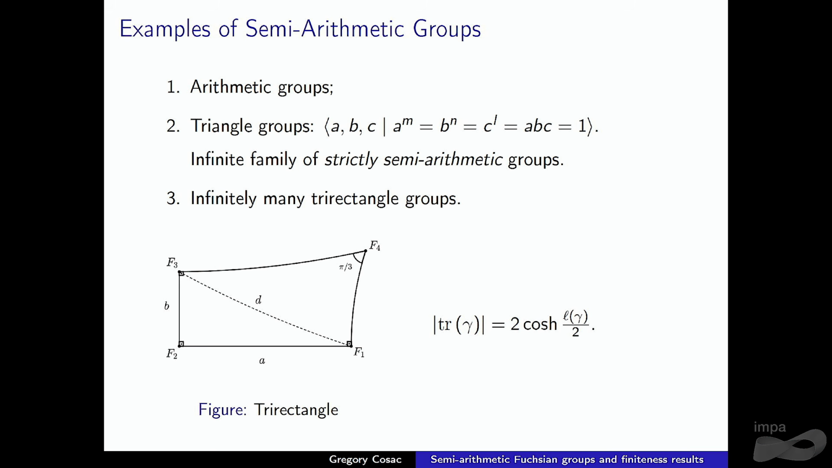Another source of examples would be to try to do the same thing that we did with the triangle with this other hyperbolic polygon, sort of the next best thing. It's called a tri-rectangle because you see it has 3 right angles and 1 acute angle that I am fixing to be pi over 3. It's not necessarily pi over 3, just a choice there.